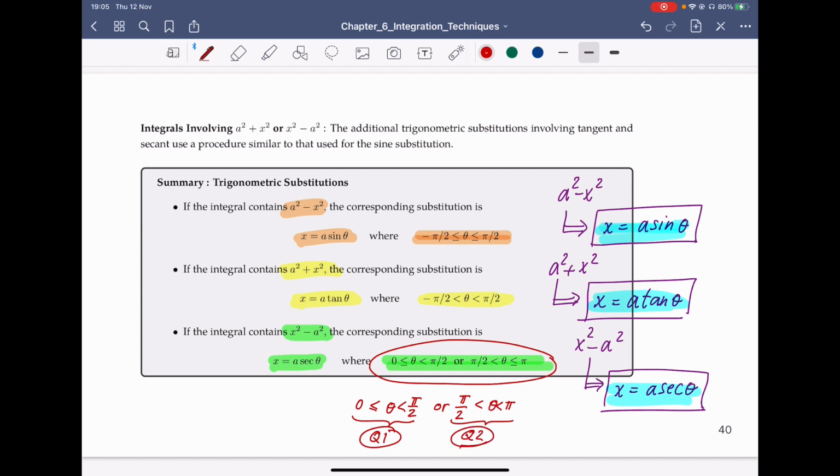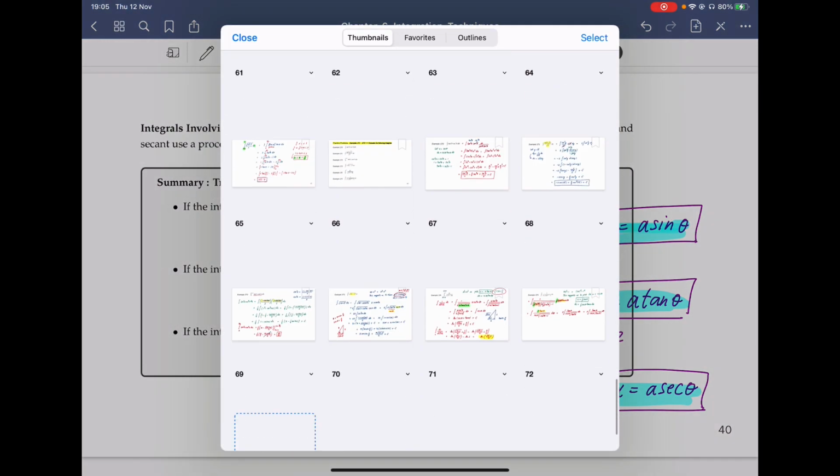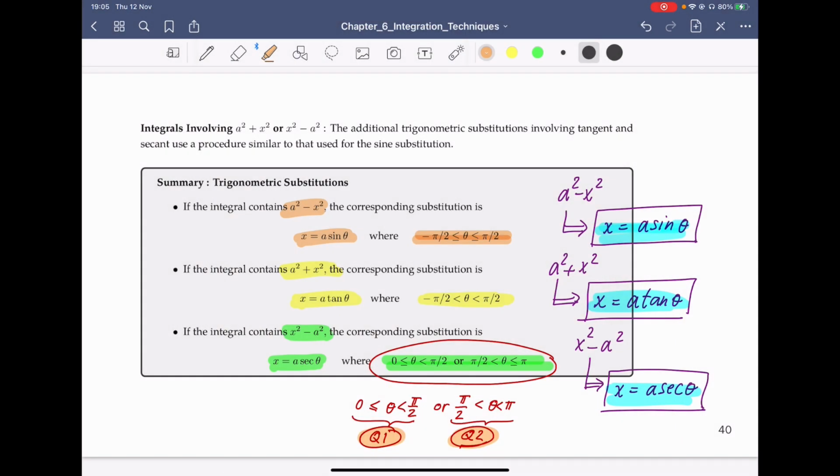That leaves us a problem, right? Because if you are in quadrant number 1, your tangent is going to be positive. If you are in quadrant number 2, your tangent is going to be negative. That means you have 2 cases. So we're going to go back to this, include pi. One second.